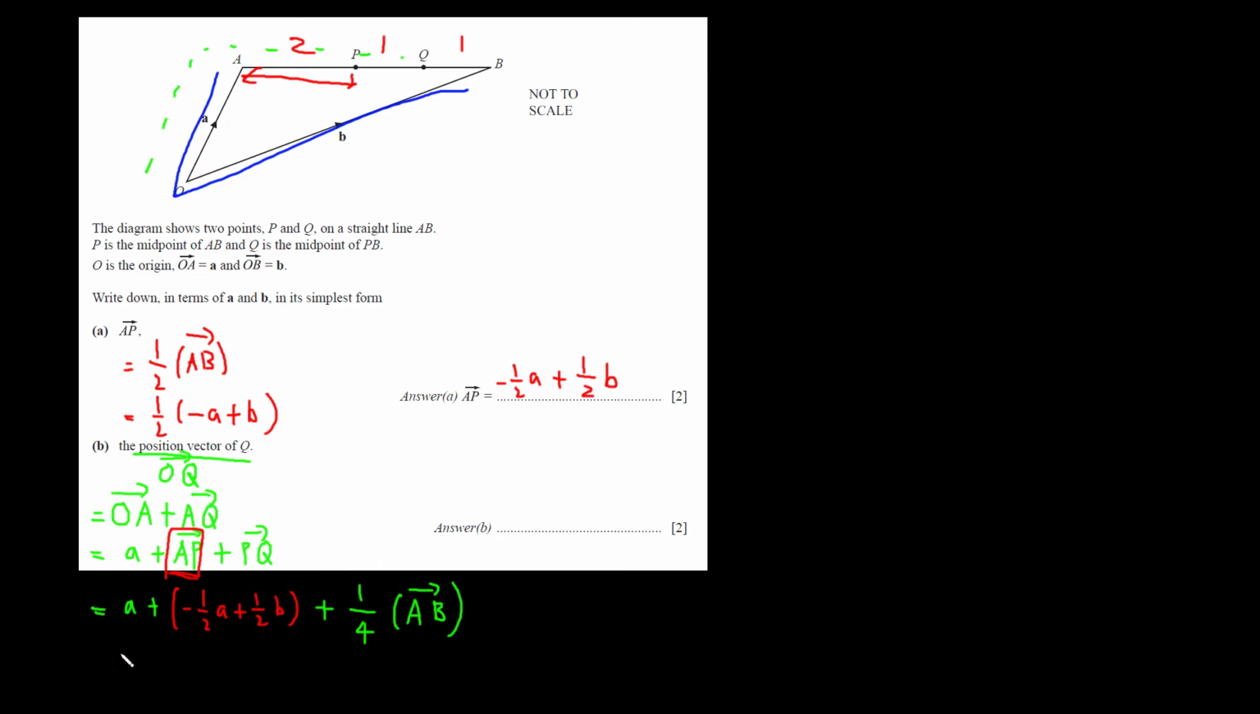Now your final answer, we can actually further break this down. A to B, which we already got here, is negative A plus B. Negative A plus B, because we got it from here, right? This is AB. Now write down everything. A minus half A plus half B plus 1 over 4 of negative A plus B.